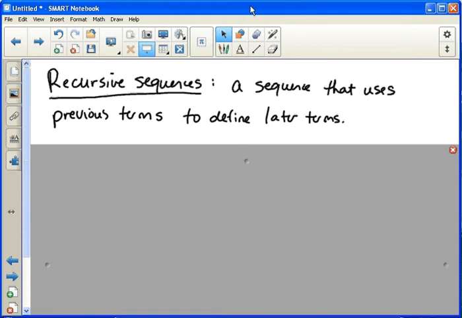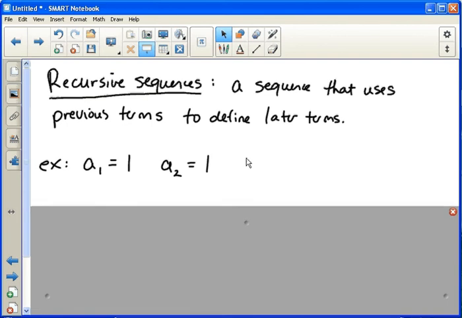If you think about what we did in the previous video where we had to find specific terms, one of the examples asked you to find the 12th term. Well, you didn't need to know terms 11 or 10 or 9 or 8 or any of the ones before it to find the 12th one. With recursive sequences you do. You have to know and use previous terms to get the current or the later terms.